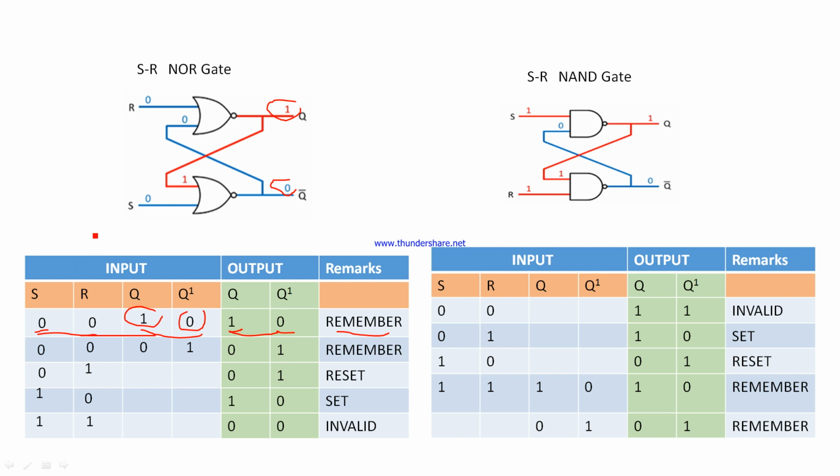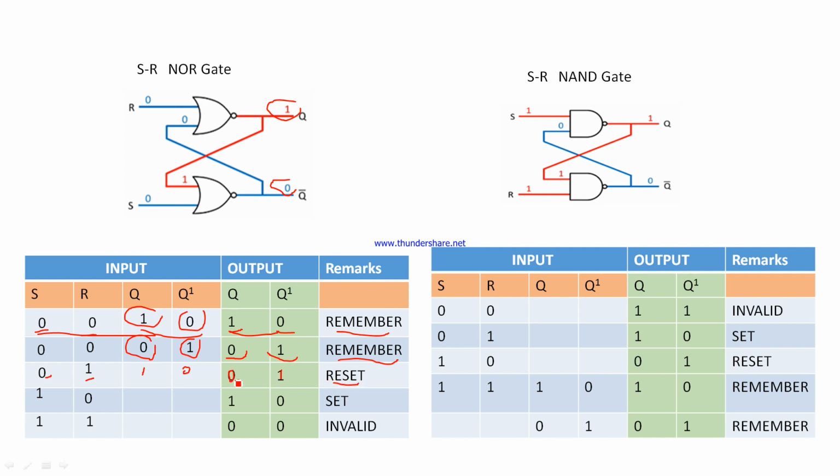And again, in this other case, we assume Q is 0. If we assume Q is 0, then Q dash will be 1. If we put this in our system, you will see that Q will remain the same and Q dash will be 1. So this is another case of the remember state. Next, now we change S. Let's put S0 and R1, and at one time we assume Q is 1 and Q dash will be 0, our output Q will become 0 and Q dash will become 1. Now this state we call the reset state.